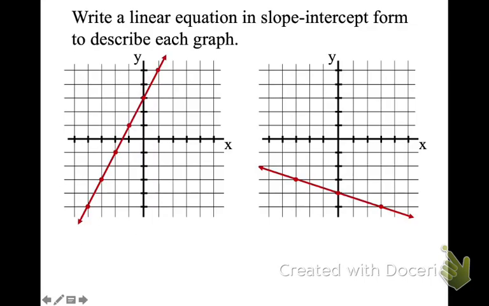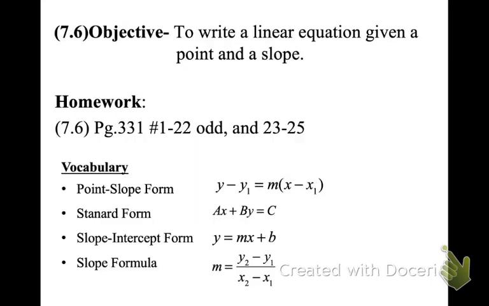Today we're doing section 7.6, writing linear equations given a point and slope. We will be using the point-slope formula. Homework is page 331, number 1 through 22 odd, and 23 through 25.